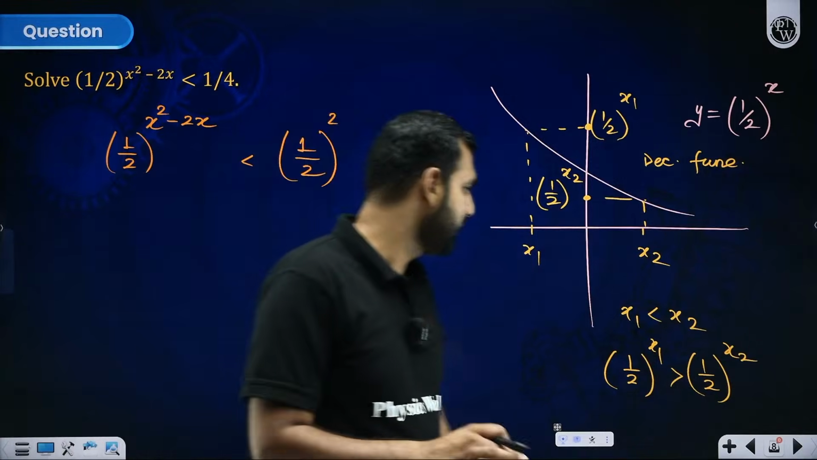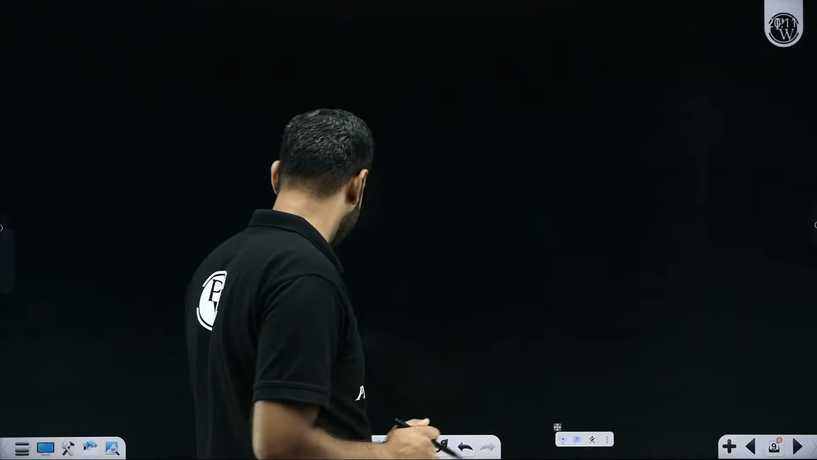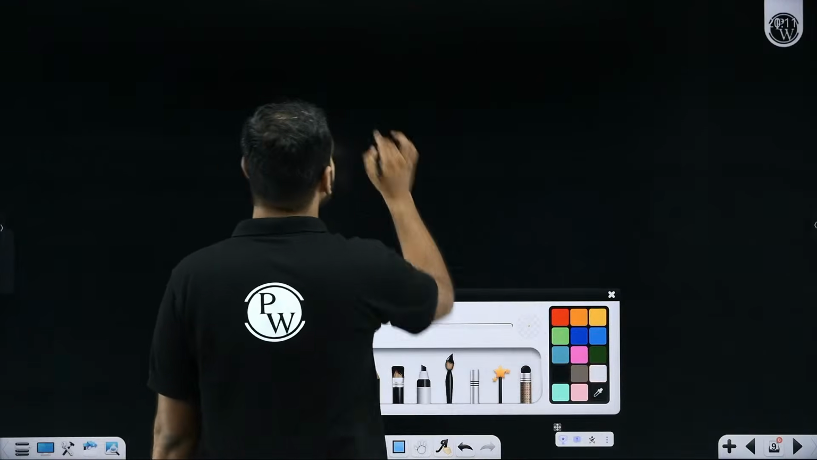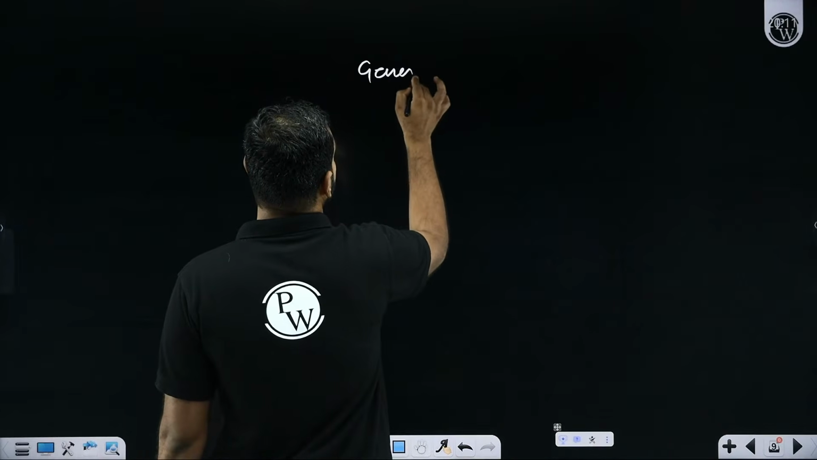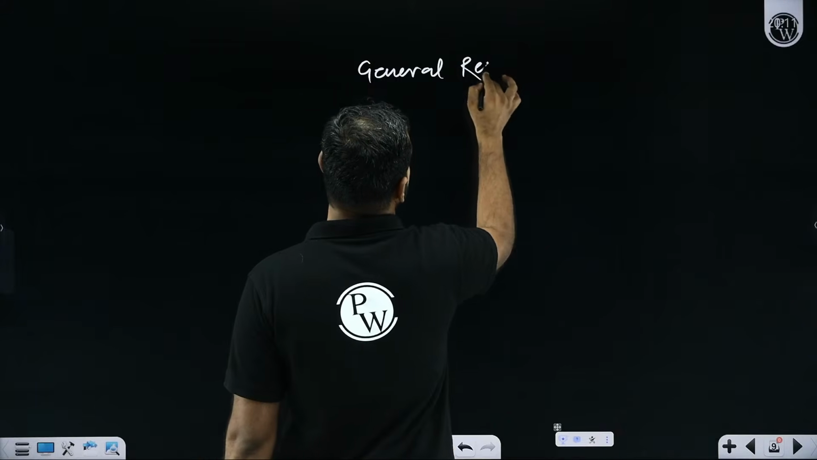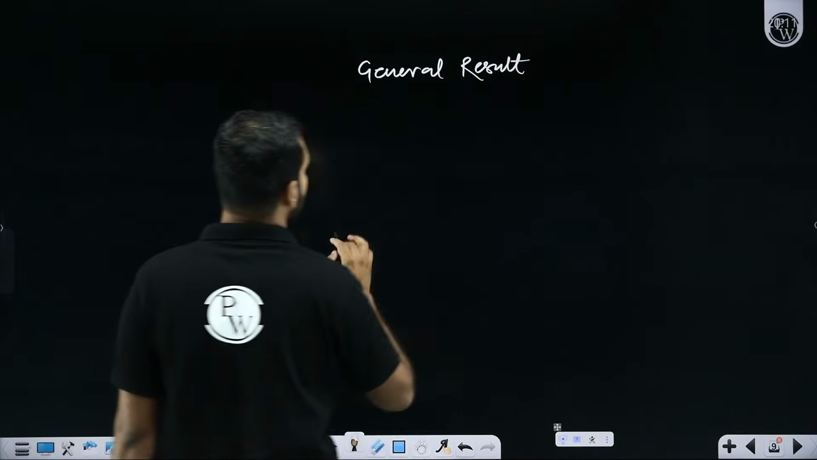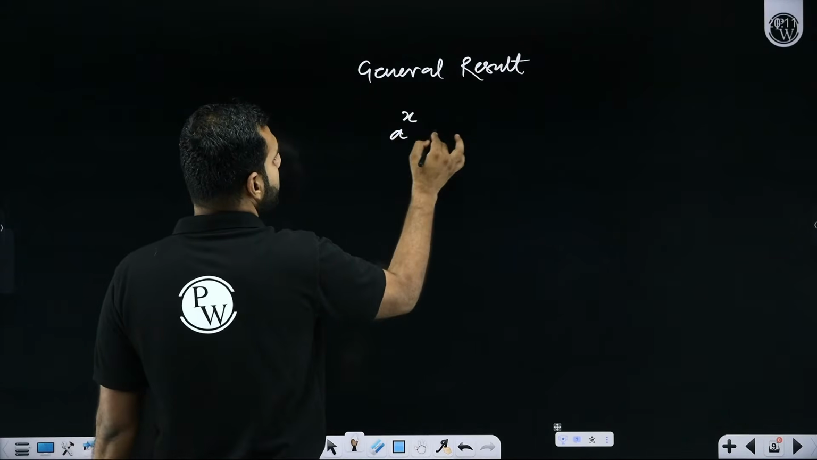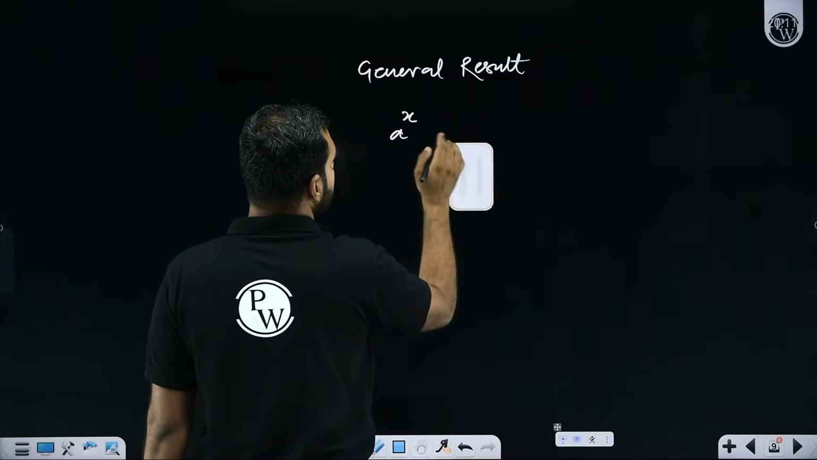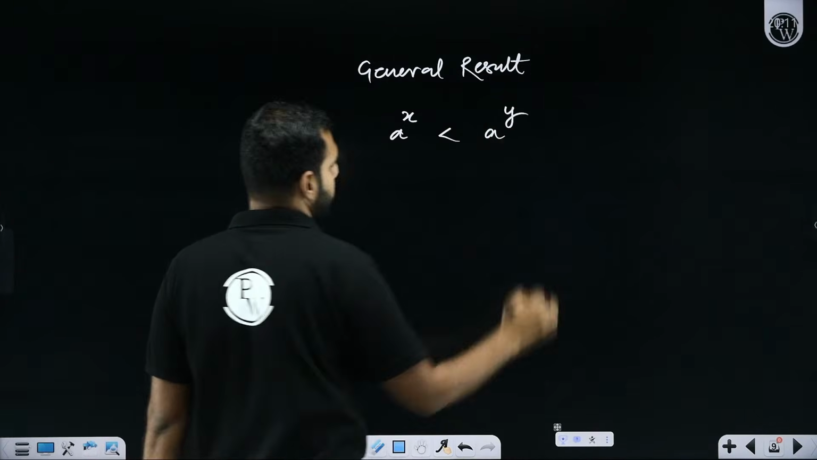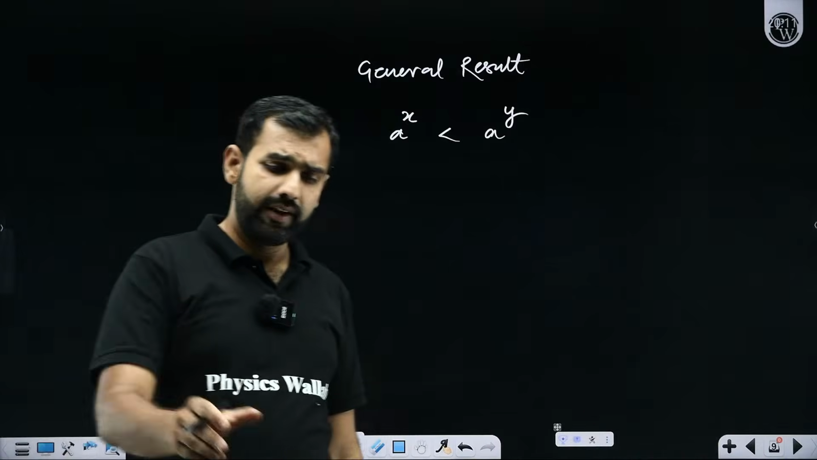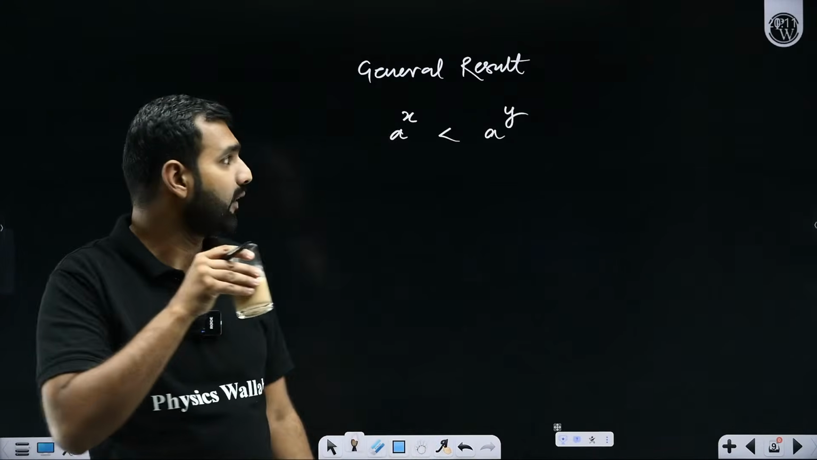Sir, why are we discussing it? We are discussing it because I want to give you a very important and a very crucial general result. Remember it, you will be using it many times in your journey. What is that general result? Let's say I'm told a to the power x is less than a to the power y. Now, sir, whenever we see a to the power x less than a to the power y, what do we conclude?